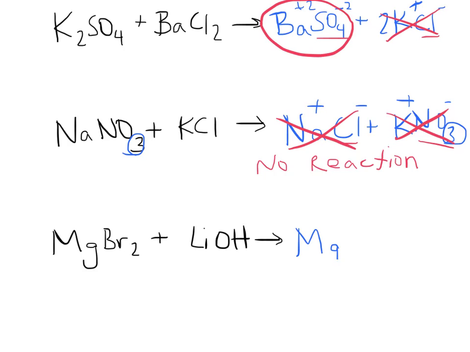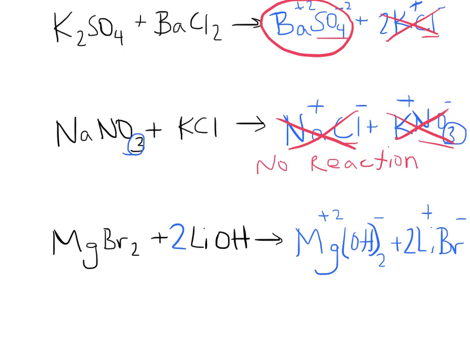Alright, last one we have is MgBr2 plus LiOH. We'll make Mg(OH)2 and LiBr. Let's look at the charges. Mg is plus 2, OH is minus, which means this will have to be Mg(OH)2. Li is plus, Br is minus. That's balanced, but overall we'll need 2s there to get a balanced equation.